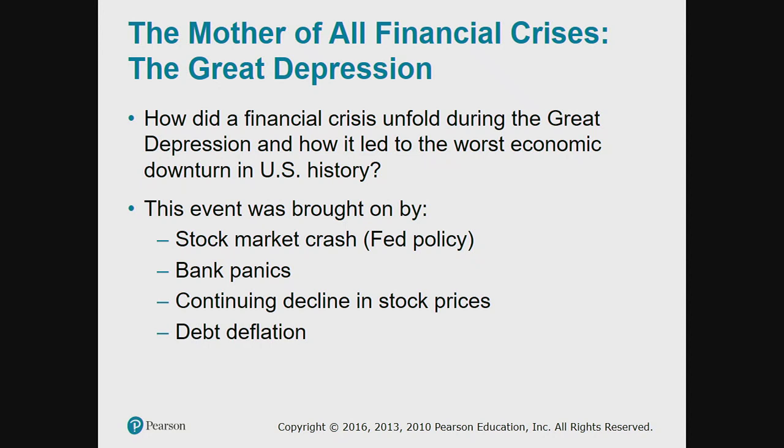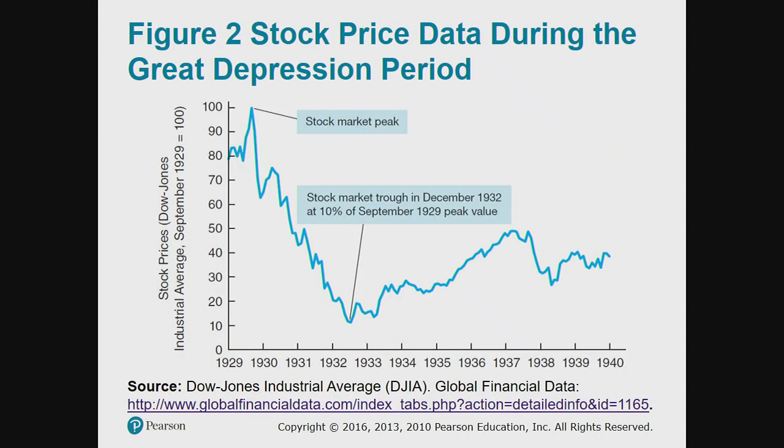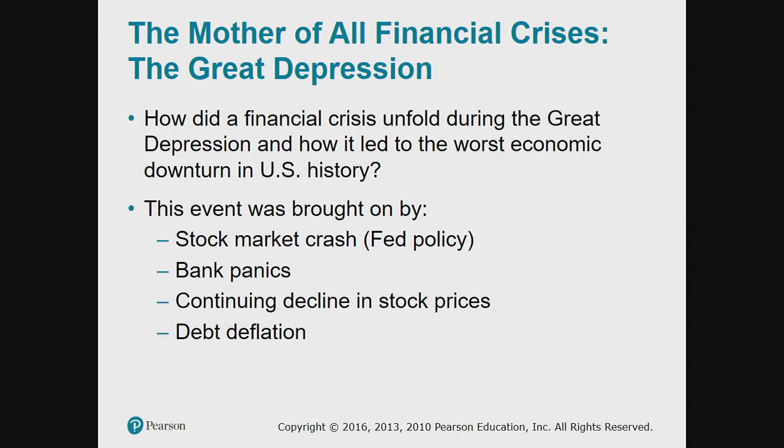The decline in stock prices lasted for a long time. Like we see here, it goes from the peak in late '29 all the way down to '32. That's a long time for the stock market to fall. That helped bring on the debt deflation. And once you get trapped in a cycle of debt deflation, it's really difficult to get out of.